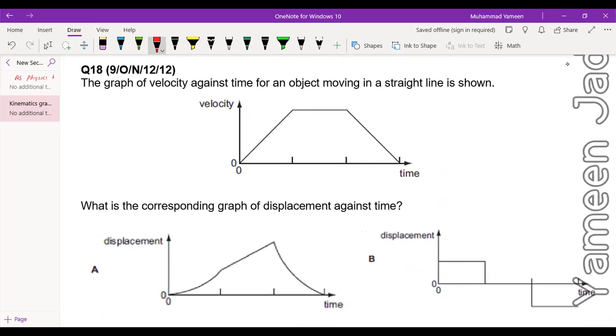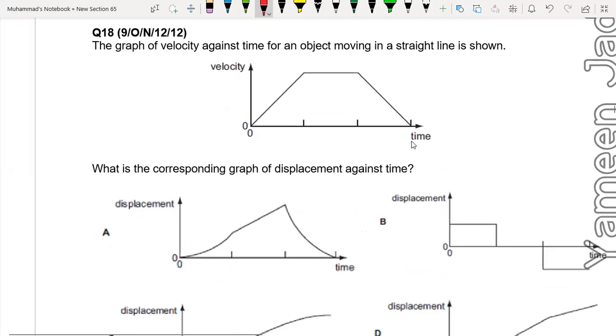Let's do question number 18. That is a very interesting question. The graph of velocity against time of an object moving in a straight line is shown. So velocity increases at a constant rate, then it becomes constant, then it decreases. Okay. So we have to find the corresponding displacement time graph.